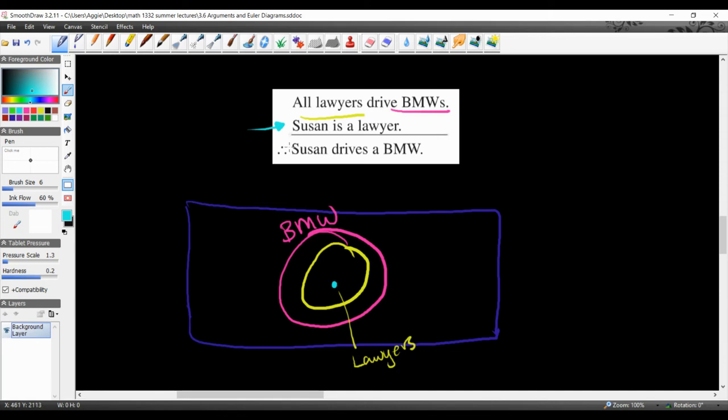Okay. Therefore, Susan drives a BMW. So this is our conclusion. So does our conclusion match where the dot is at? Well, let's see. Susan is a lawyer, so she is in the right circle here. She's in the circle. And it says that she drives a BMW. Well, this circle is also inside the circle of BMW. So that means that yes, Susan does drive a BMW. So this is a valid argument.